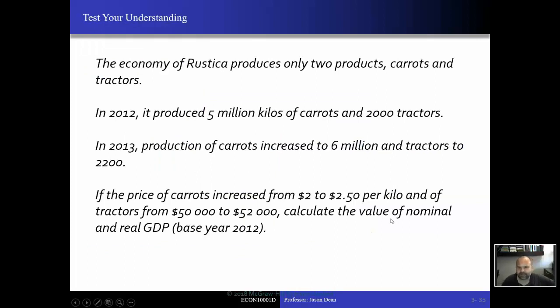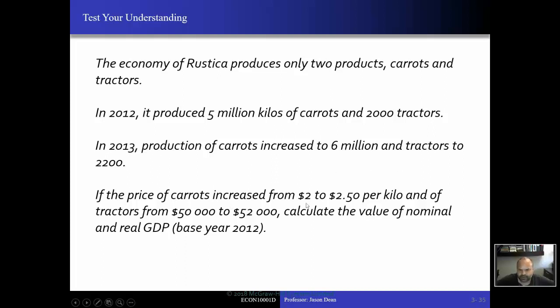So let's test our understanding on this. So the economy of Rustica produces only two products, carrots and tractors. In 2012, it produced 5 million kilos of carrots and 2,000 tractors. In 2013, it produced carrots in the amount of 6 million, so it increased by 1 million, and it increased its production of tractors by 200.